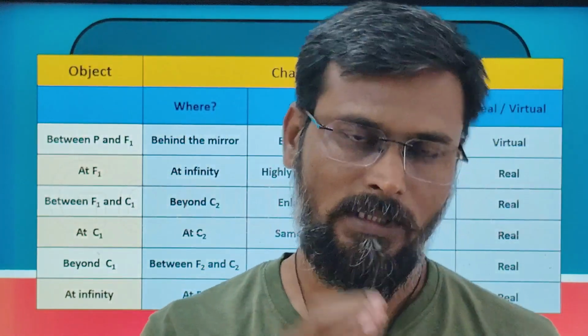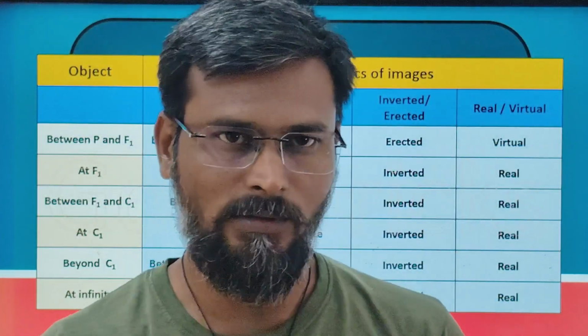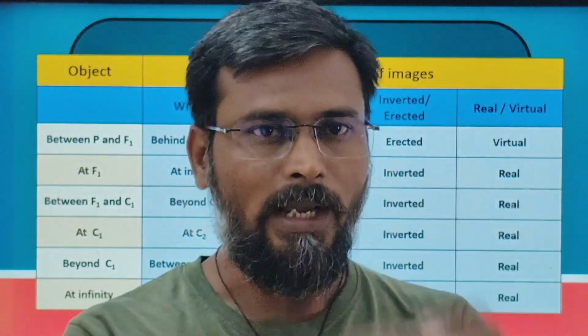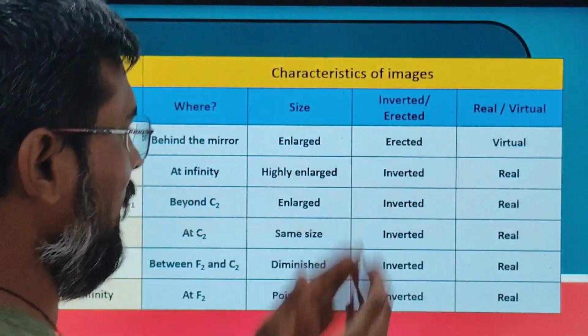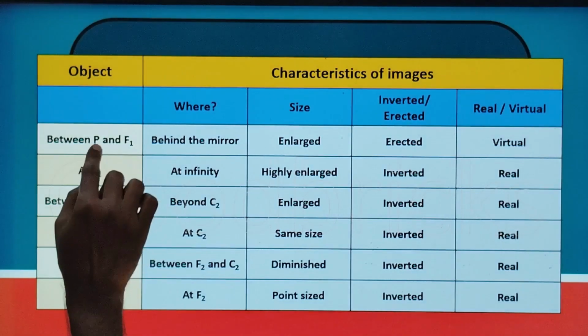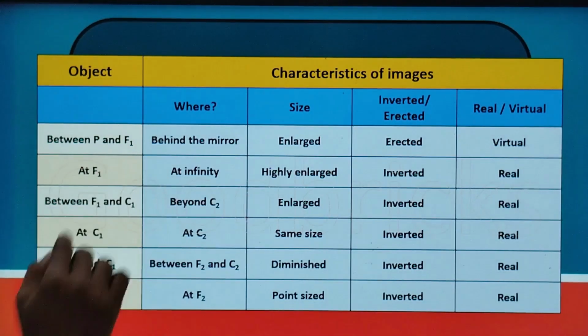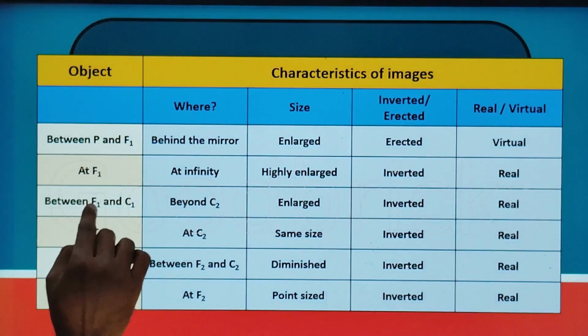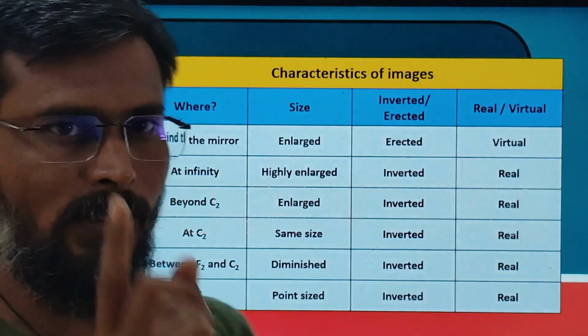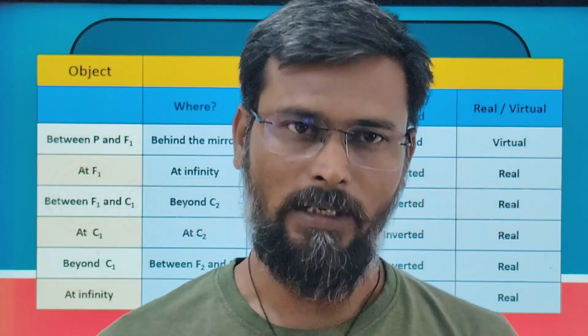And this is actually the result of our ray diagrams. Just now we have drawn ray diagrams. Whatever characteristics we have identified, we are putting in a table. And these are the 6 different positions: between P and F1, at F1, between F1 and C1. So these are the 6 different positions which we have seen in our ray diagrams.